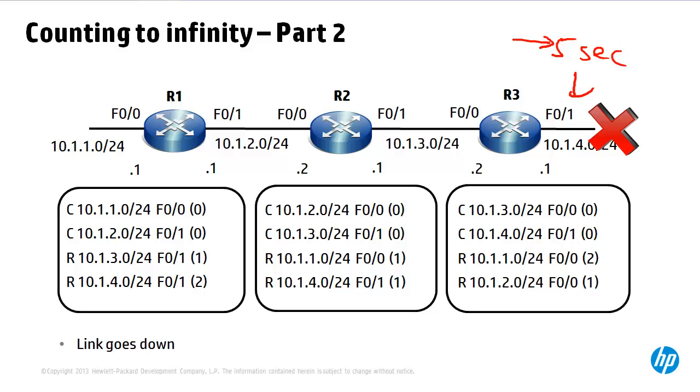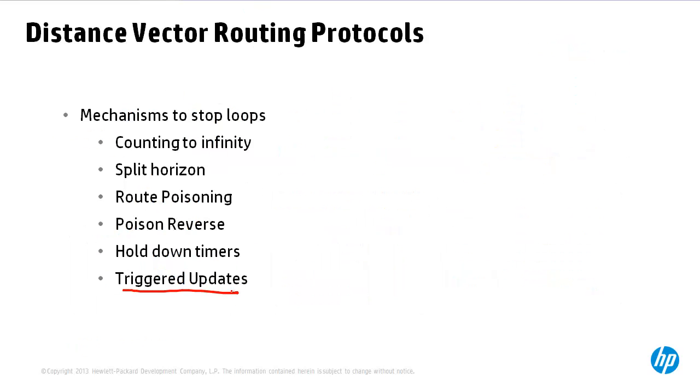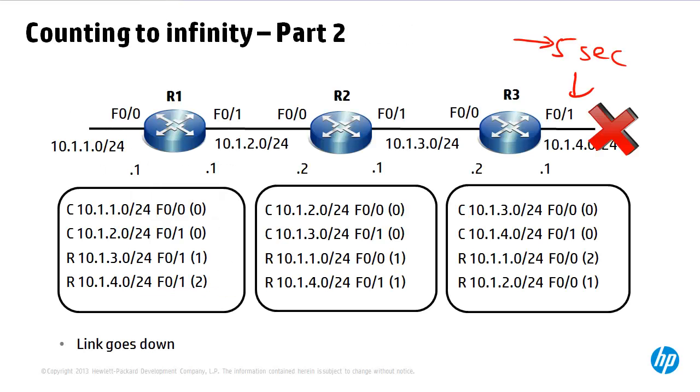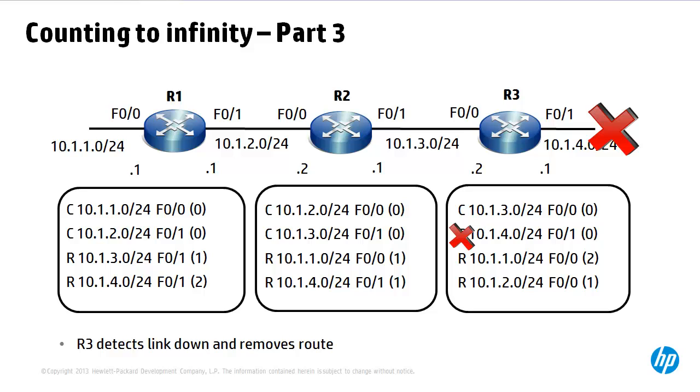Now that being said, RIP has built-in mechanisms to try and stop these issues, such as triggered updates. But for now, let's assume that that hasn't been enabled in RIP so that you can see a potential problem. So only 25 seconds from now will router 3 tell router 2 that there's a problem. Router 3 will detect that that interface has gone down and will remove this route from its routing table. So router 3 does not contain network 10.140 any longer.